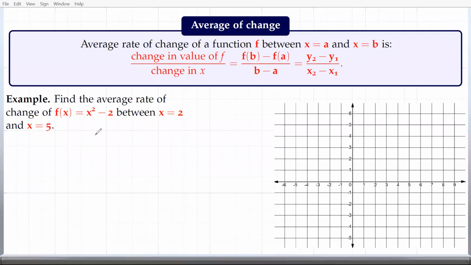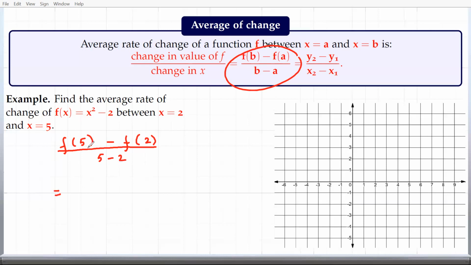In this example, we want to find the average rate of change of this function f of x equals x squared minus 2 between x equals 2 and x equals 5. To find the average rate of change of this function, we can just apply this formula right away. So the formula says f of b, in our case, b is 5, minus f of a, in our case, a is 2. So that's what we have on the top. Divide by b minus a, 5 minus 2. So this will give us the average rate of change.